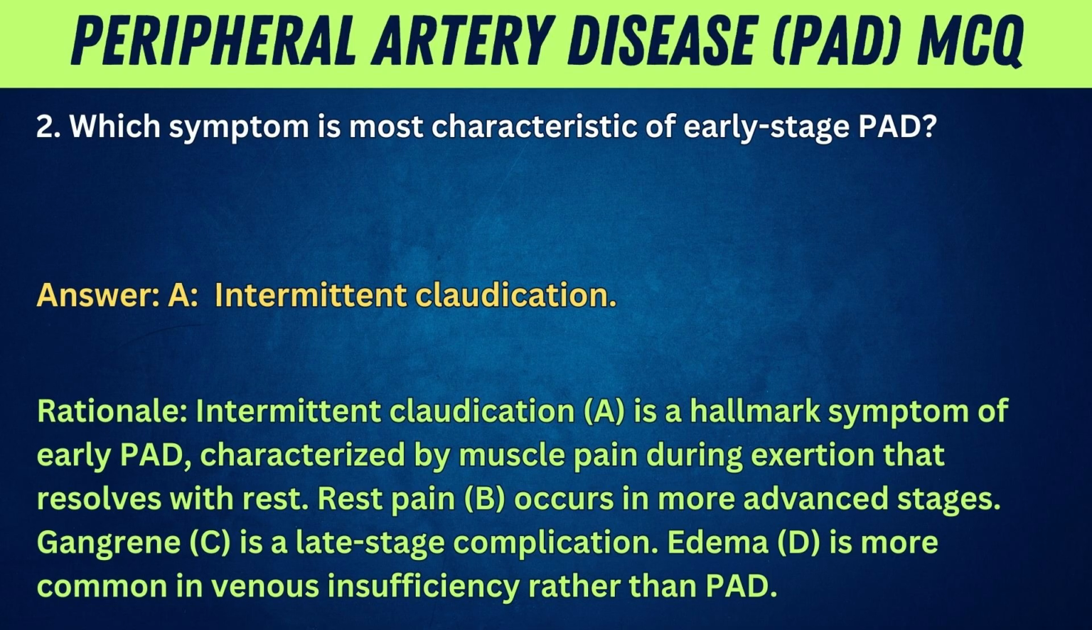resolves with rest. Rest pain, B, occurs in more advanced stages. Gangrene, C, is a late-stage complication. Edema, D, is more common in venous insufficiency rather than PAD.